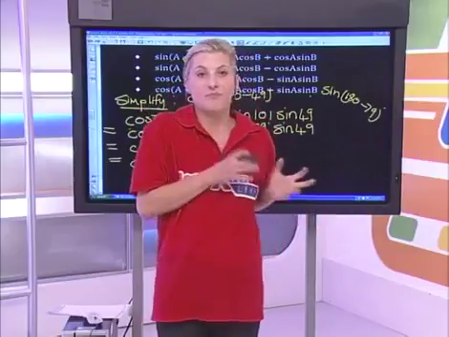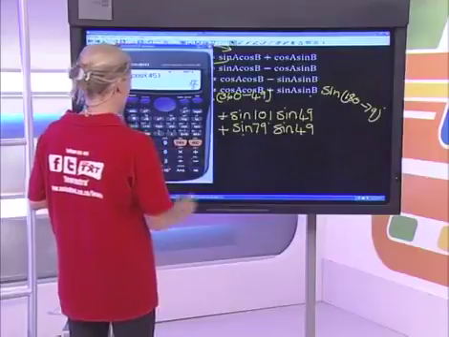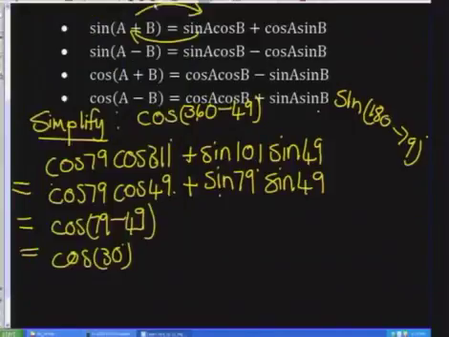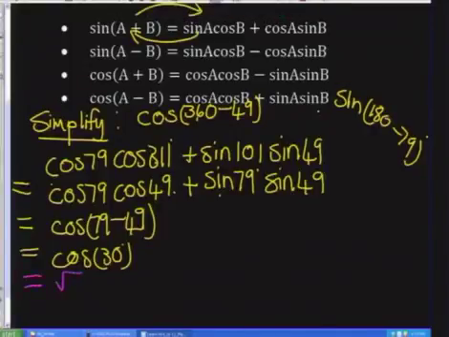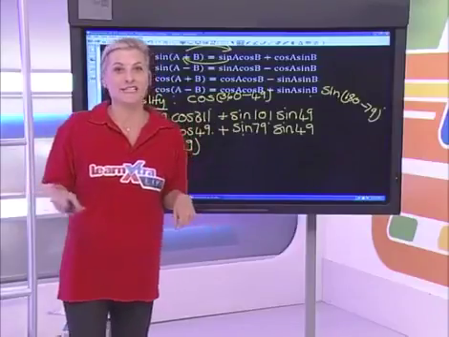So if at this point I quickly sneak in my calculator, nobody's going to know. Let's go for it. Cos of 30. And the answer is root 3 over 2. So what I've managed to do here is, without really using a calculator, and I promise you guys I can do the last step without a calculator, even if I'm stranded on a desert island.